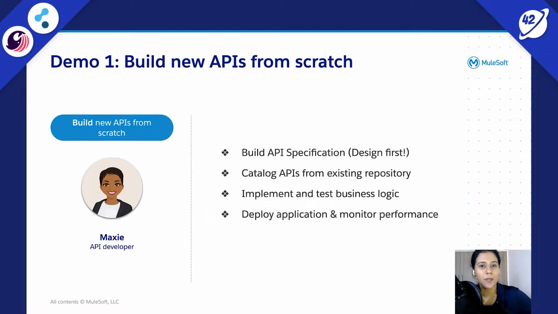She wants to build her new APIs from scratch, and her organization is insisting on using the design-first approach. She wants to catalog her API. She wants to implement and test these APIs as well. And then she wants to deploy and monitor her API performance. So let us see how we help Maxi achieve all of this using Anypoint Platform, Universal API Management, and also keeping sustainability in mind.